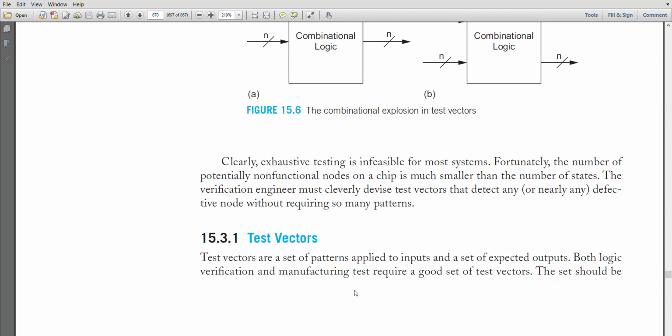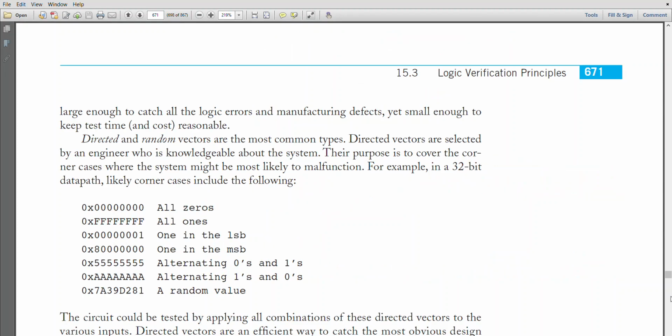Both logic verification and manufacturing tests require a good set of test vectors. The test should be large enough to catch all the logic errors and manufacturing defects, yet small enough to keep test time reasonable. This particular concept I also discussed in lectures 11, 12, 13, 14, 15, 16. These 6 lectures, if you go back and see, clearly discuss how by reducing the test vectors you can reduce the test time, and what methods you can use to reduce the test vectors.